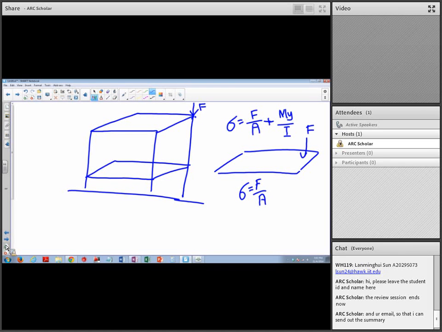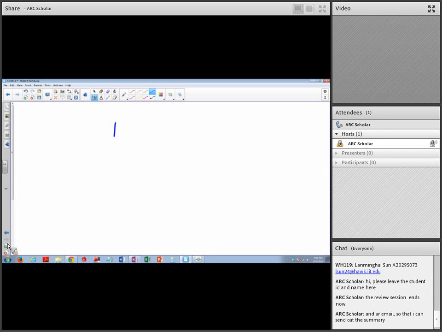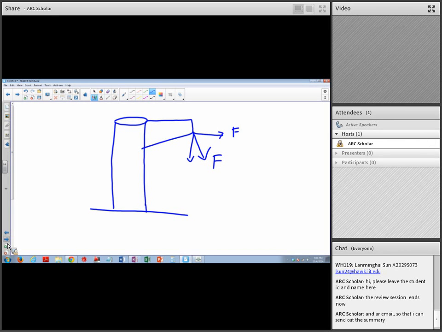So let's say for the question. This is the homework question. Let's say there is an F here. So there is an F here, and you have to separate this into two components, Fx and Fy. And the question is asking you for the stress at this point and this point, called H and K.